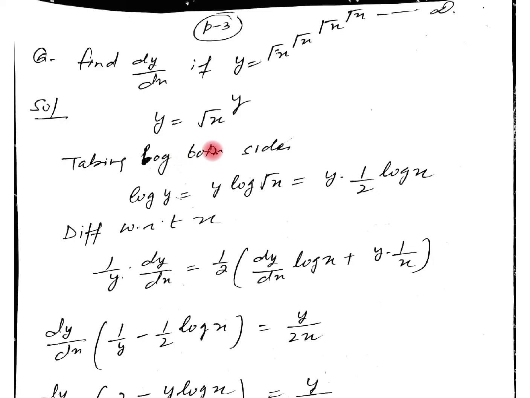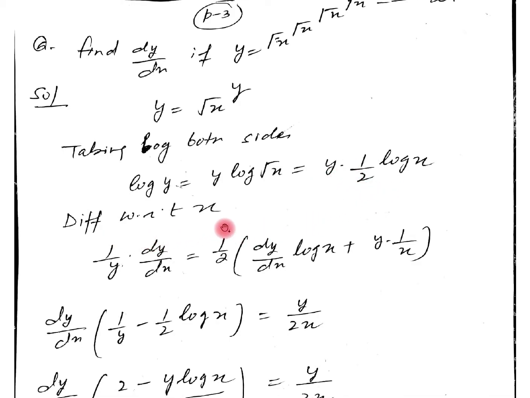Now again one function is the power of another. Taking log both sides, log y equal to y log under root x. Under root x is x to the power 1 by 2, so it can be written as y into 1 by 2 log x. Again differentiating both sides, the derivative of log y is 1 upon y into dy by dx, equal to, taking 1 by 2 common and applying the product rule, the derivative of y is dy by dx into second function as it is, plus first as it is, the derivative of second, log x, is 1 upon x.